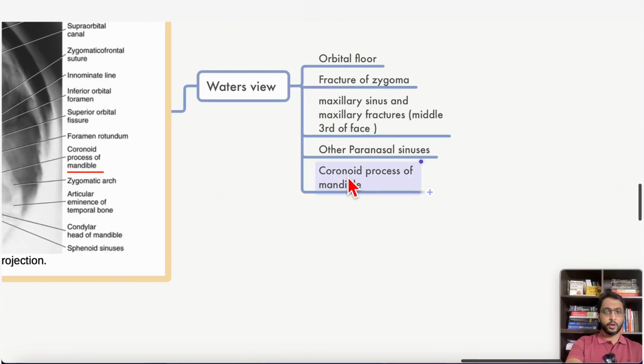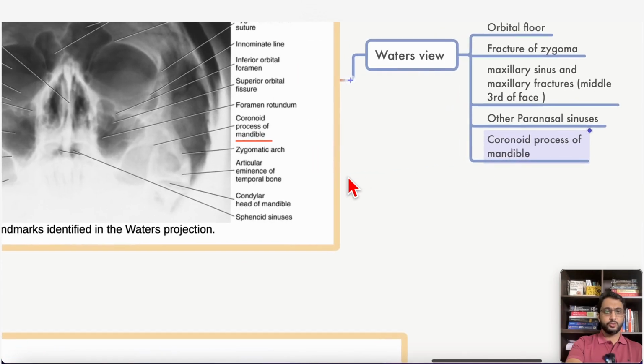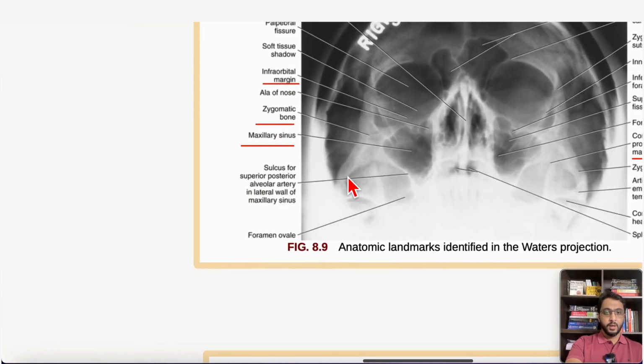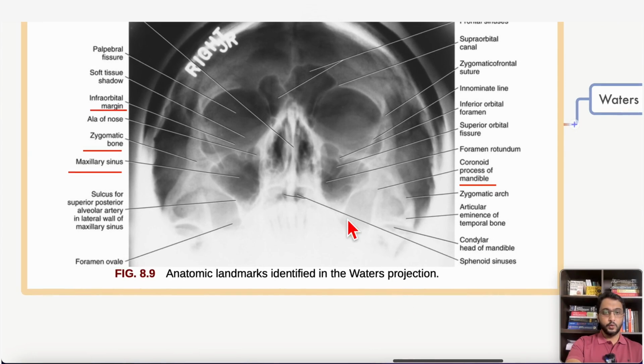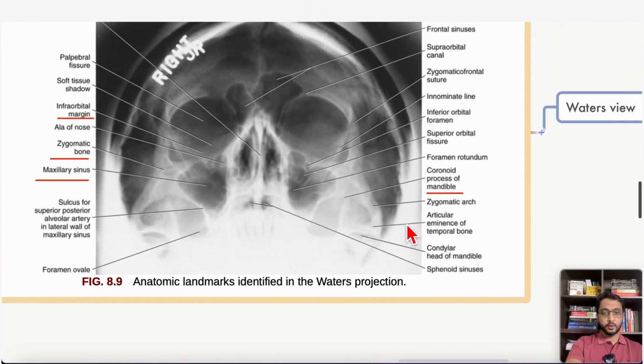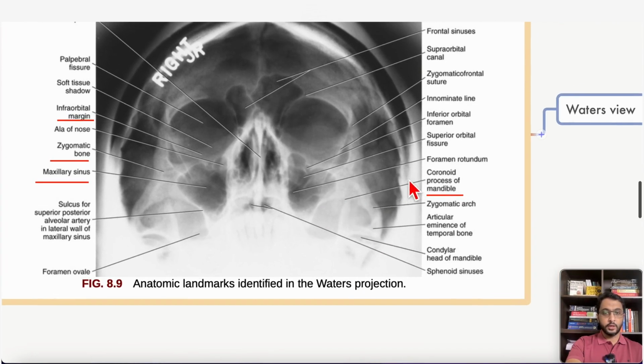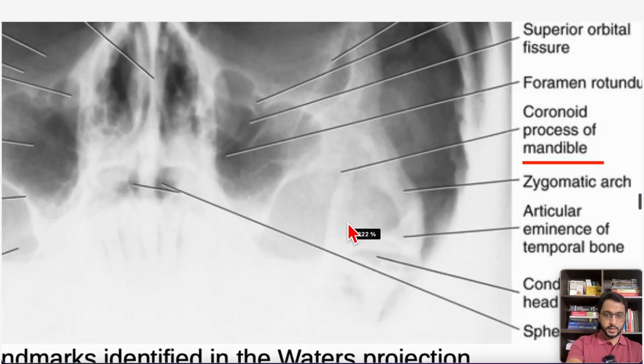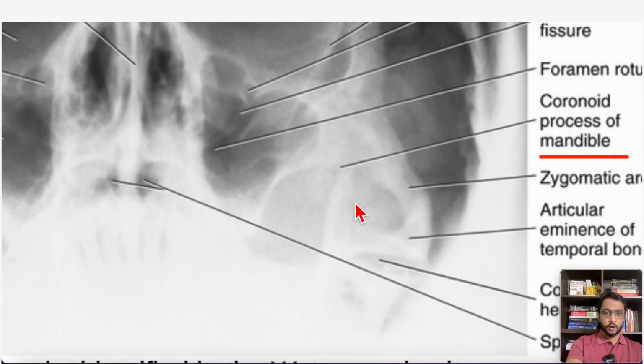Now coronoid process of maxilla. Now this is very important. See, if you can visualize here the coronoid process. Yeah, this is the coronoid process. Okay, you need training for that. If I just enlarge it a little bit more, this is your coronoid process.